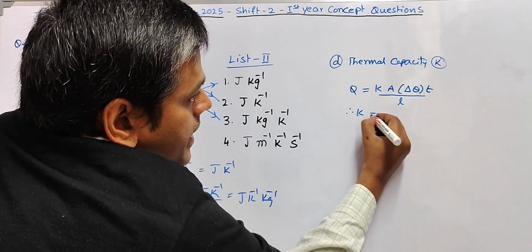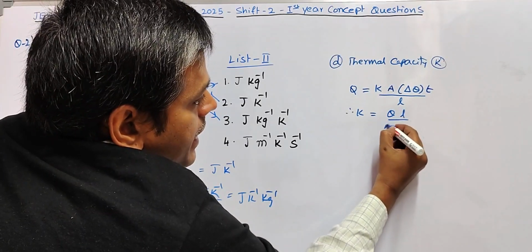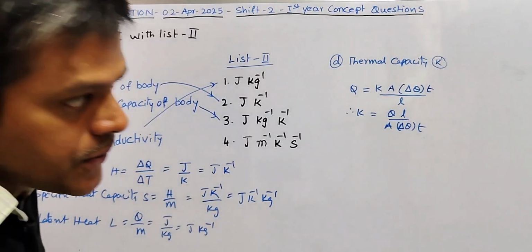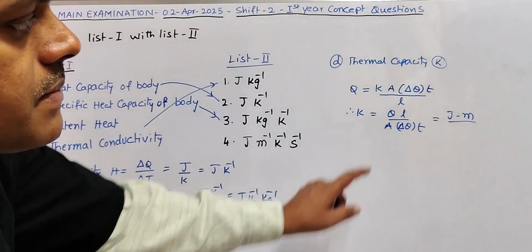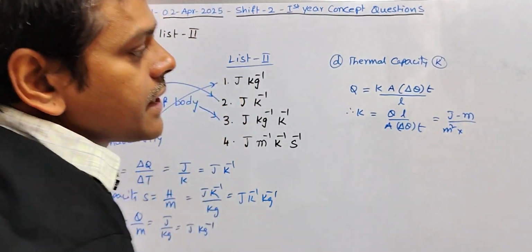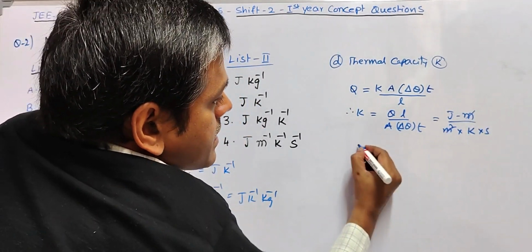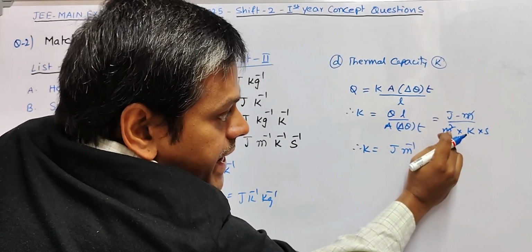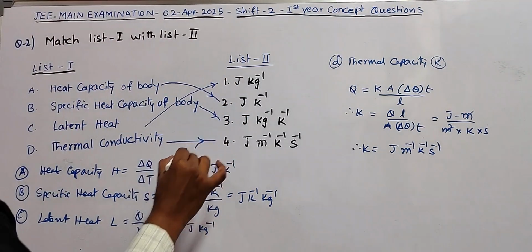So K is equal to Q into L by A into delta theta into time T. Q is joule, length is meter, area is meter square, delta theta is temperature in Kelvin, and time is in second. So one meter is cancelled. Therefore K is joule per meter per Kelvin per second. So the fourth one is the option for it.